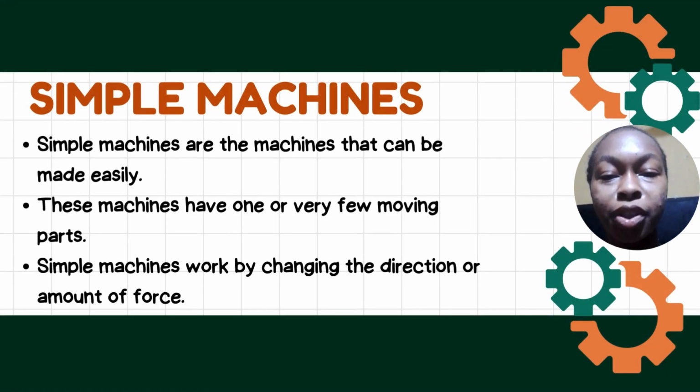Okay, your simple machines are machines that can be made easily. They can be constructed so easily. And these machines have one or very few moving parts. So they can be made easily and they have very few moving parts. And finally, these simple machines work by changing direction or the amount of force applied.